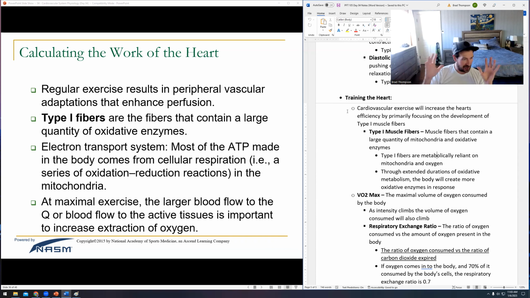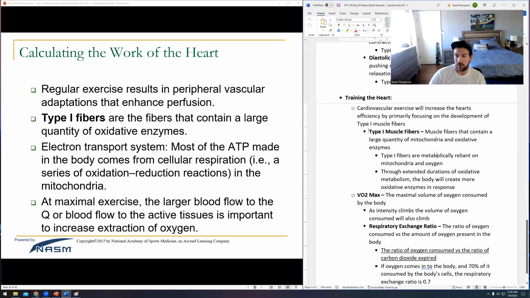I need more of this and I need more of that, and then I'll be good at it. That's your body's principle of things. We call that the principle of specificity. Your body goes, woof, the squats are hard. We need more glute muscle. Oh my gosh, cardio is tough. We need to strengthen the heart. And so what it'll do is it will develop more type 1 muscle fibers in response.